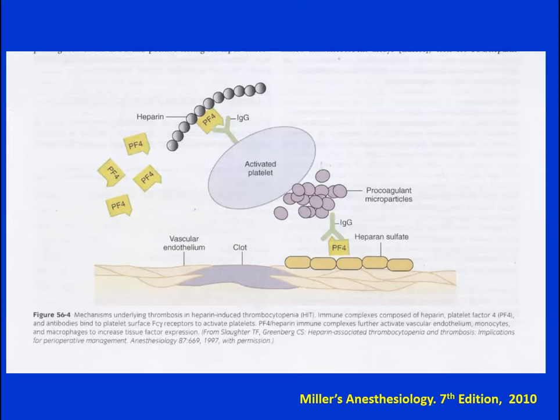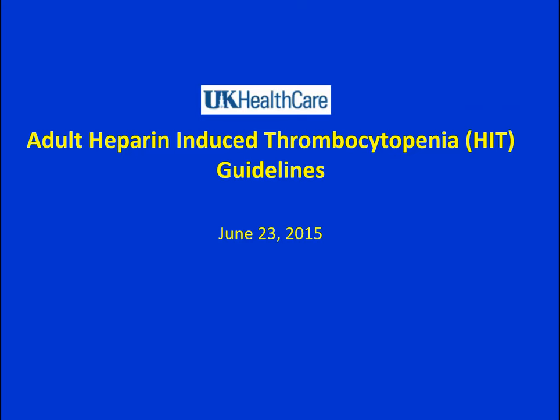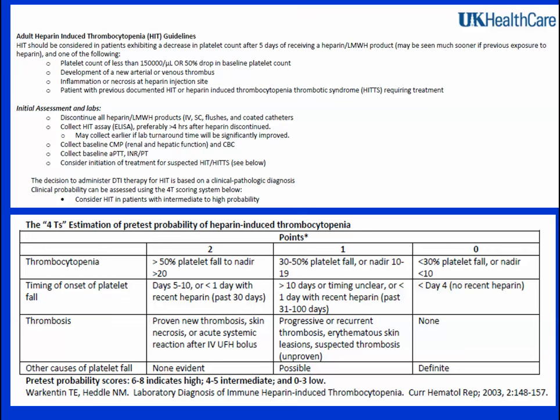This shows the presumed pathophysiology of type 2 HIT. And again, the UK P&T committee has developed guidelines for the management of patients with heparin-induced thrombocytopenia. This talks about the diagnosis, including the initial assessment and laboratory studies, based largely on the so-called 4T, which estimates the pretest probability of HIT. If the pretest probability is low, you probably should not obtain the test. If the pretest probability is high, you should obtain it.